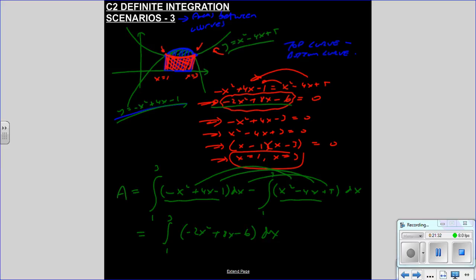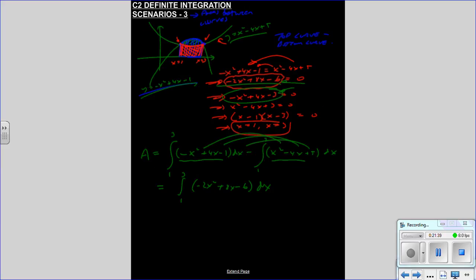The danger is that you put this one in, but that's not the curve, is it? This is the curve that describes the intersection. And now we integrate as normal. Square brackets, plus 1 to the power, divide by new power. Plus 1 to the power, divide by new power. Plus 1 to the power, divide by new power. Put in your limits. Minus 2 over 3 times 3 cubed plus 8 over 2, 3 squared, minus 6 times 3, minus, now with 1, and so on. And you'll get your answer.